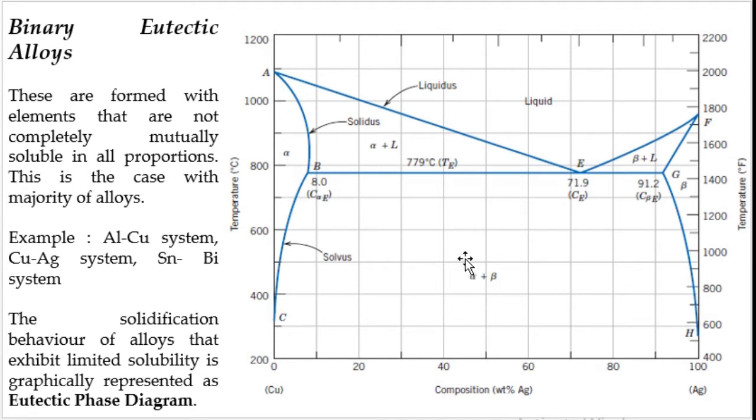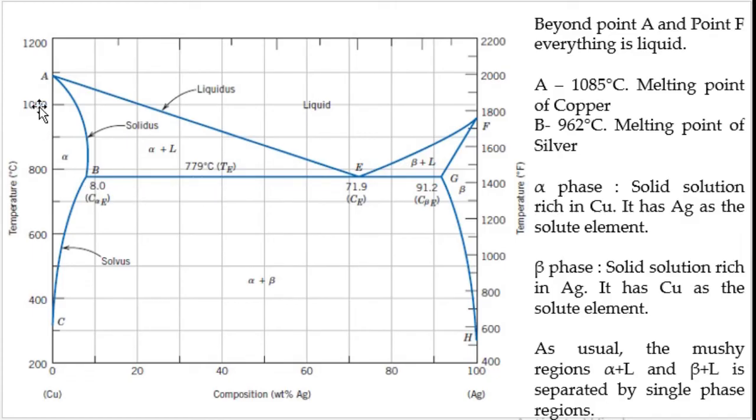If someone asks what the purpose of a eutectic phase diagram is, it tells us the solidification behavior of binary eutectic alloys. Binary eutectic alloys are those which exhibit limited solubility. For constructing a binary eutectic diagram, we are taking the example of copper and silver. First we draw two points, A and F. Point A corresponds to the melting point of copper, which is 1085 degrees Celsius. Point F corresponds to the melting point of silver.